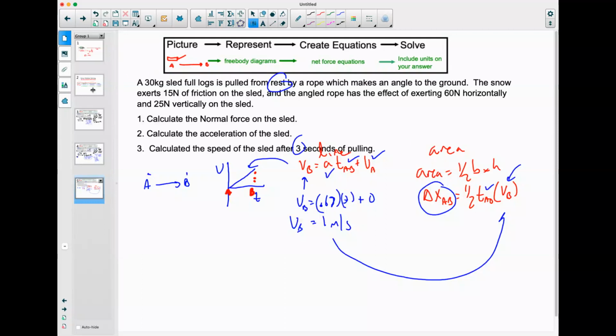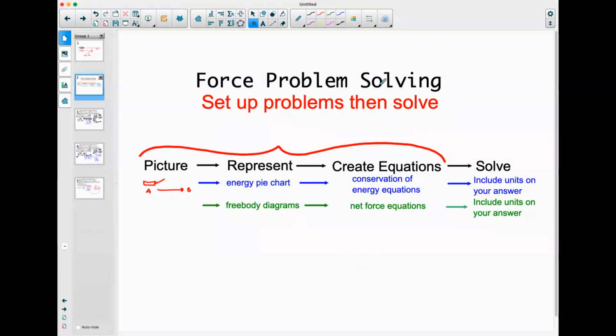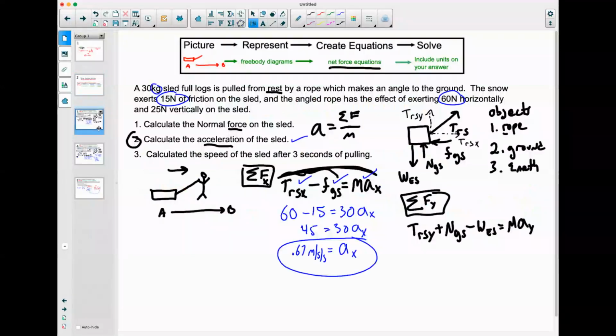All right, so going back in review then, force problem solving involves a process exactly similar to everything else we've been doing this year for problem solving. Set up the problem by picturing, representing, and creating equations from your representation, and then solving. In particular, in this case, we use a free body diagram as the representation. And from that, we build a net force equation, which relies on this relationship between acceleration, net force, and mass. And the net force equation looks like this.